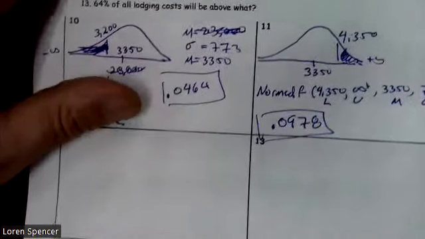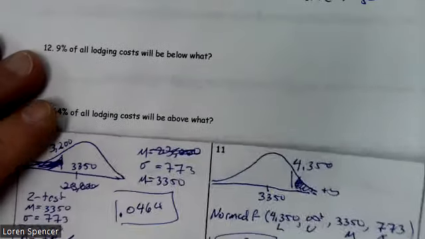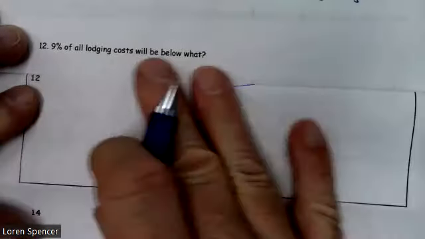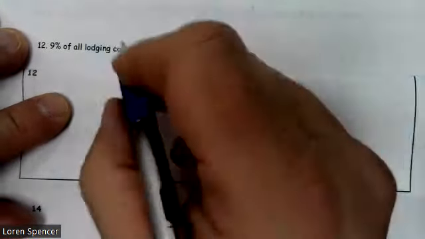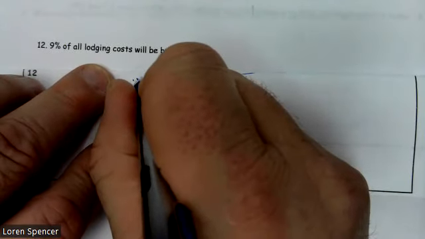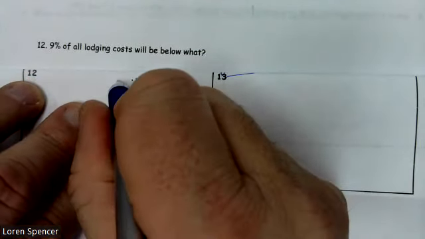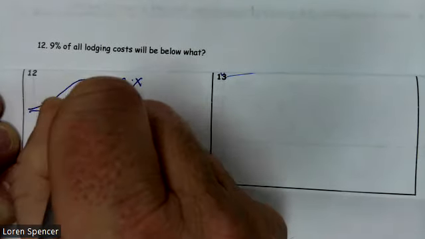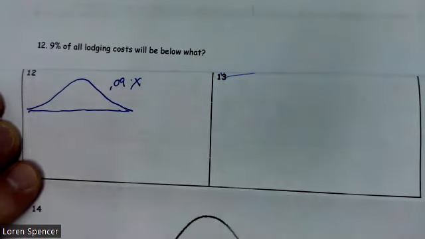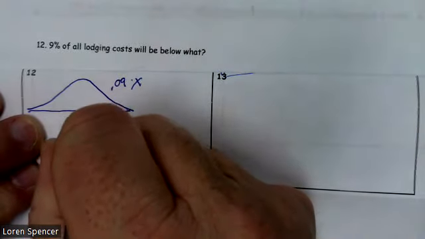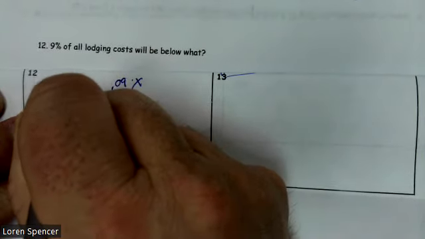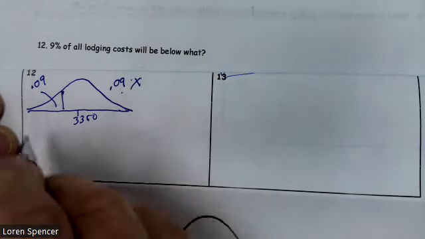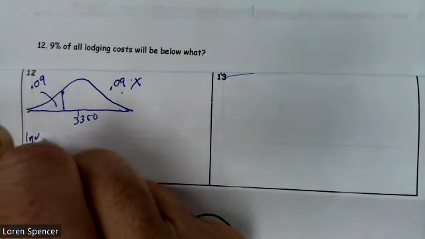All right. 9% of all lodging costs will be below what? All right, we have to be really careful. First off, this says what? So anytime it says that, we put an X. Well, 0.09 is below X, so that tells me where I'm drawing. And in this case, we have a mean of 3350. We're on the lower side, so down here, so 0.09, but they gave us a percent, so this is an inverse norm.